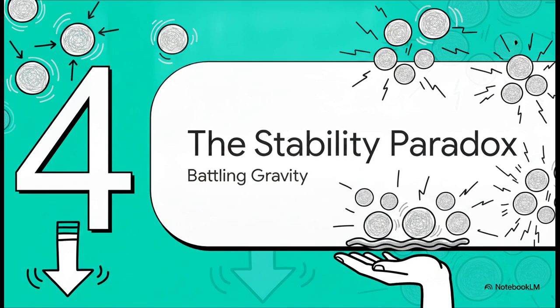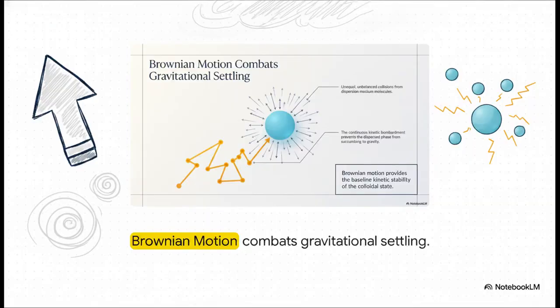All right, Section 4, the stability paradox. This is the real core drama of our explainer. Why don't these particles just clump together and sink? Well, the baseline kinetic stability comes from Brownian motion. Imagine our little colloidal particle floating in the medium. It's constantly being subjected to unequal, totally random collisions from the super fast-moving molecules of the dispersion medium itself. This continuous kinetic bombardment shoves the particle around in an erratic, randomized zigzag path.